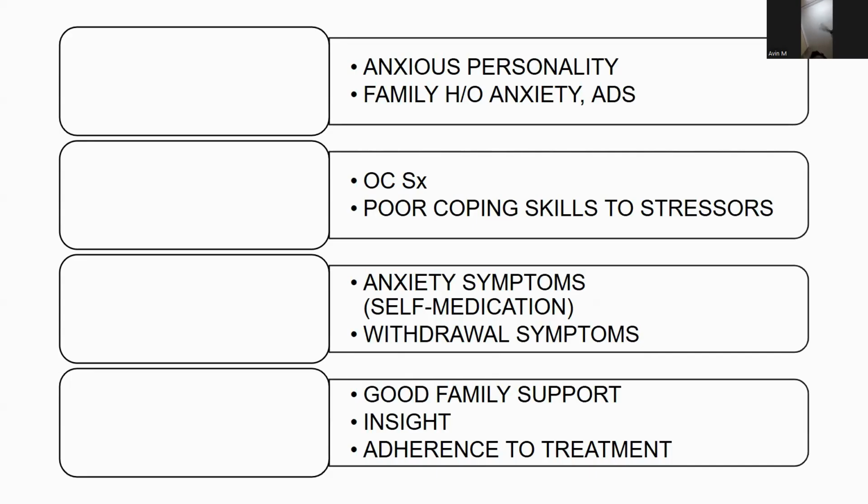Finally, I would like to conclude. The first one is predisposing factors: an anxious personality, family history of anxiety and alcohol dependence. Precipitating factors are the OC symptoms and poor coping skills to stressors. Perpetuating factors are anxiety symptoms, where he used alcohol as self-medication, and the withdrawal symptoms. Protective factors are good family support, insight, and adherence to treatment.